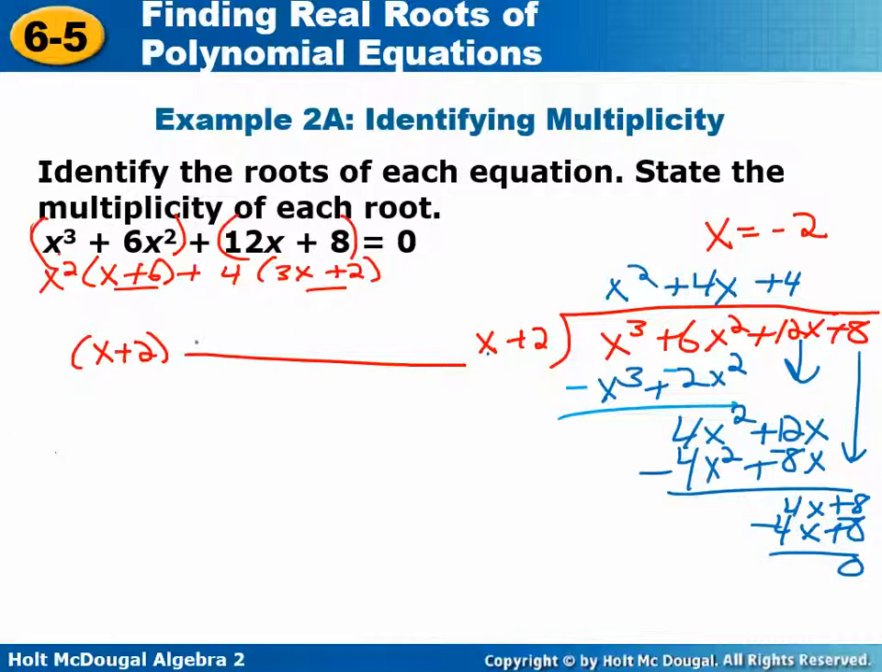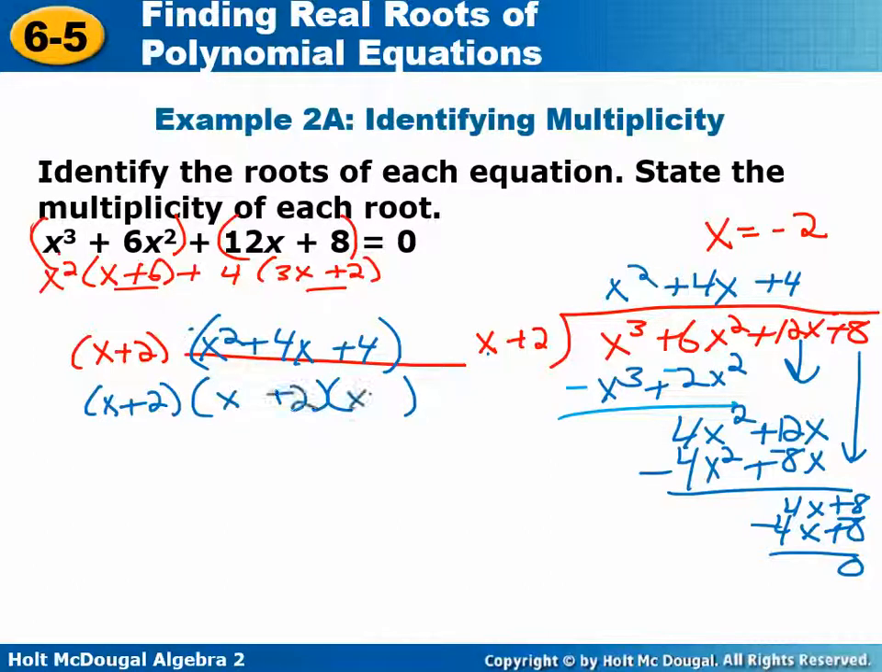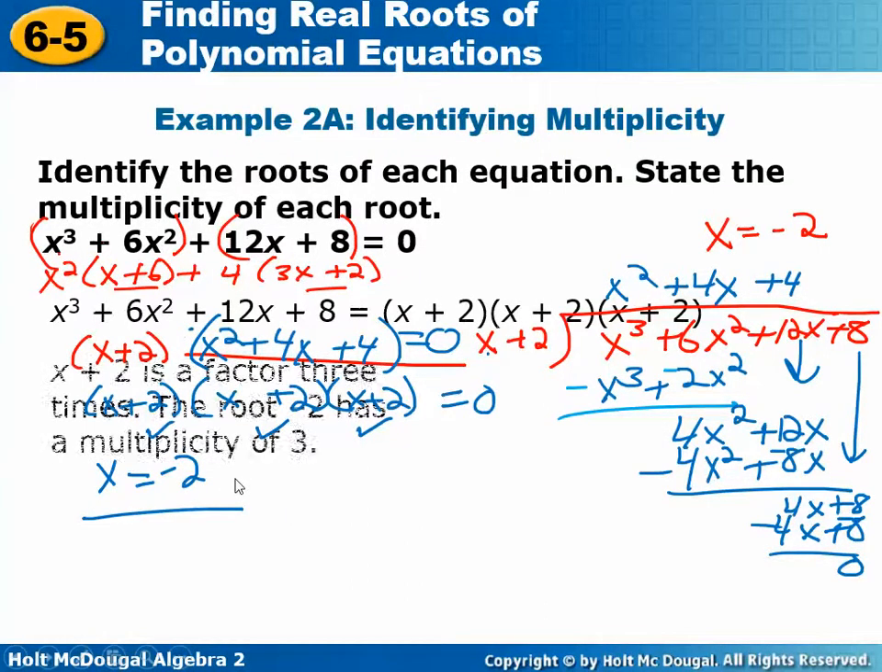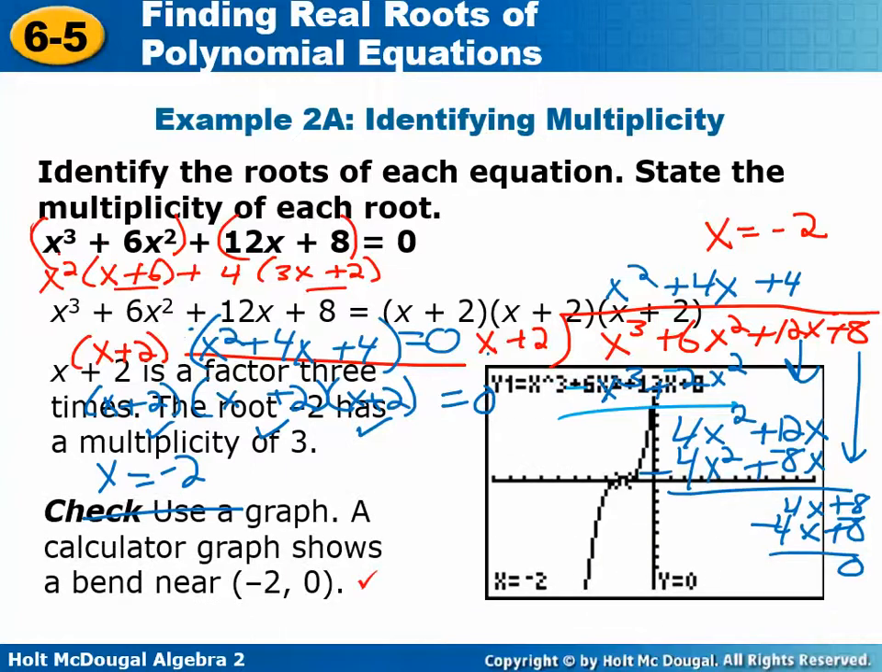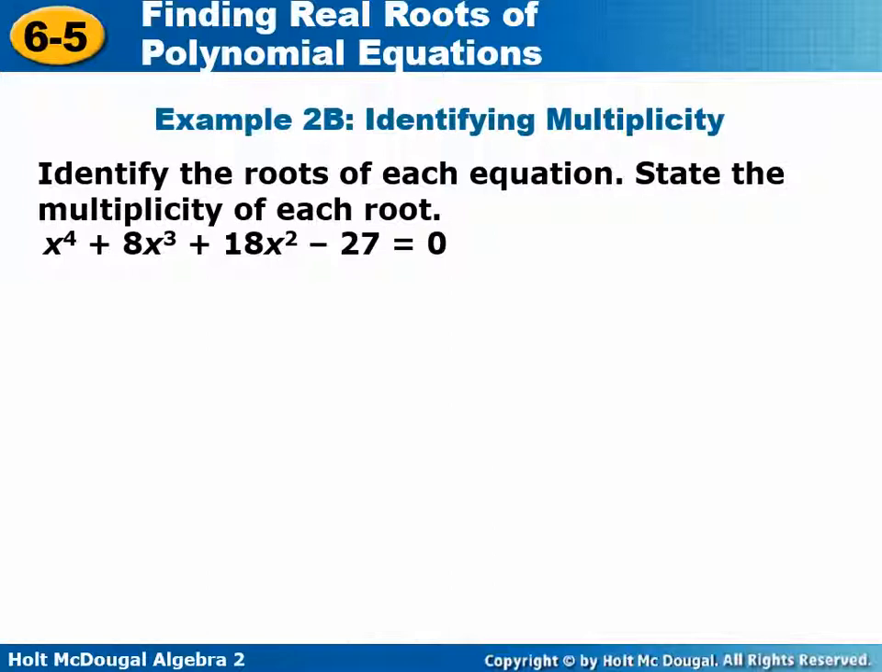So that means that x plus 2 times x squared plus 4x plus 4, those are the two factors. But x plus 2 is done, but this one can be factored again. And that factors into x plus 2 times x plus 2. Now remember, this is all equal to 0. So now I can see how I got x plus 2, 1, 2, 3 times, a multiplicity of 3. So there's one root, and it has a multiplicity of 3. And the graph shows that too. I used the graph first so that I could find the first root easier.